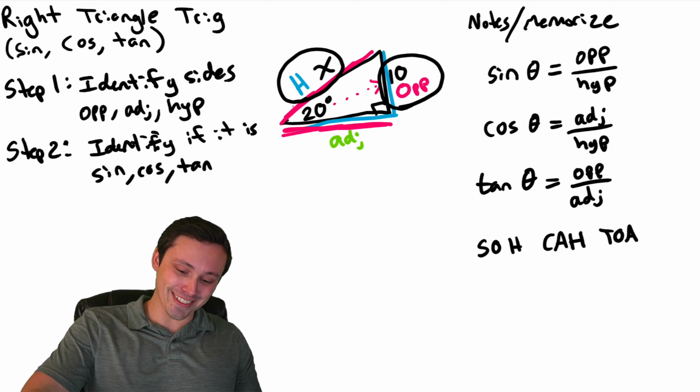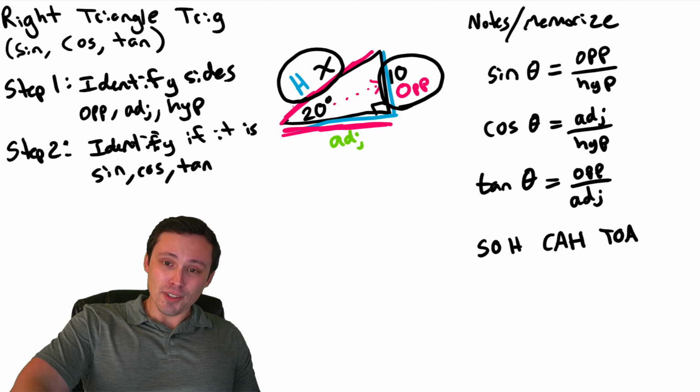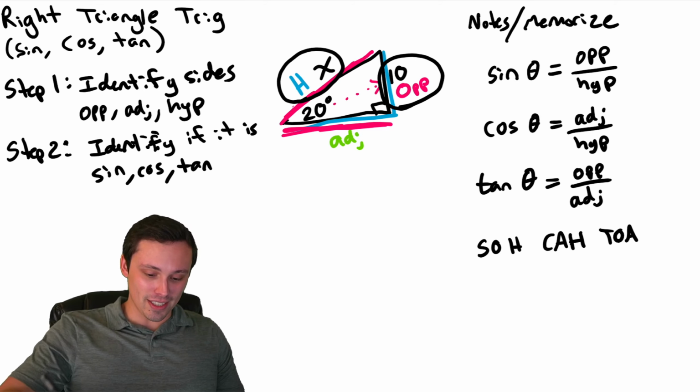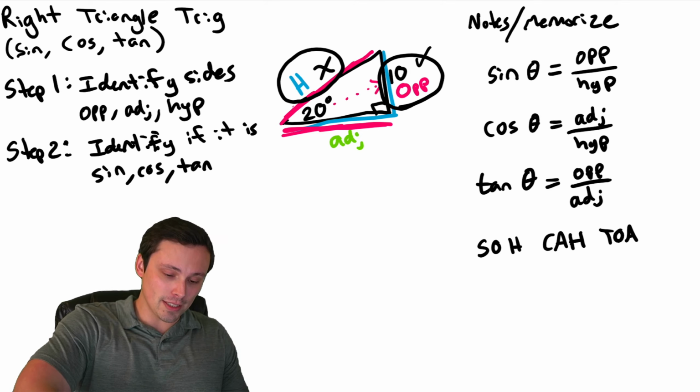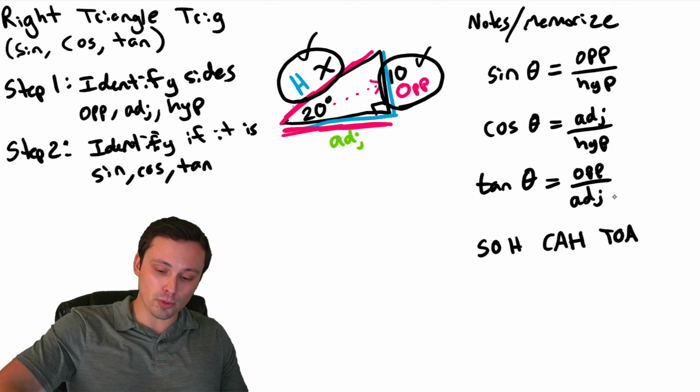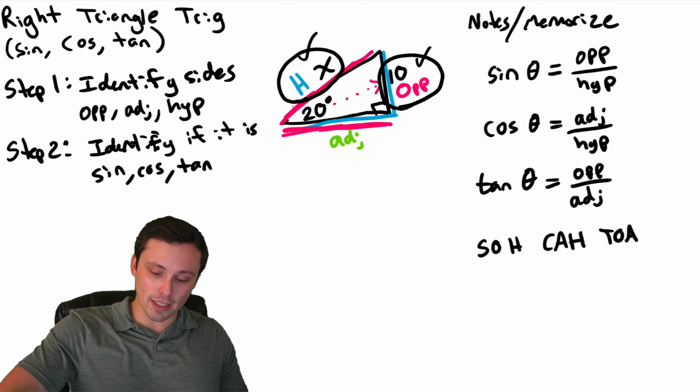Anyway, the point is that we've got 2 of the 3 sides in each of these being used. So like I said, we identify that in this problem, we are using the opposite side and the hypotenuse. So just find which one uses those 2. Tangent uses opposite and adjacent. That's not what we want.